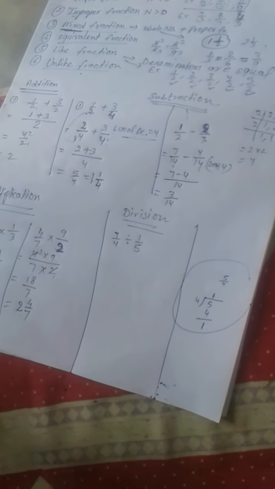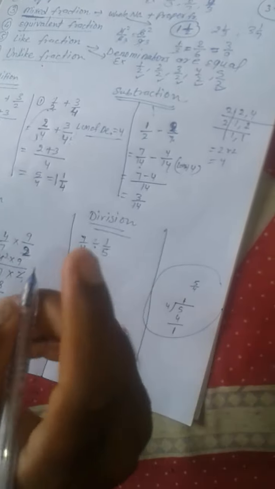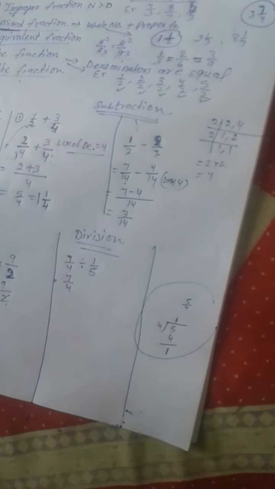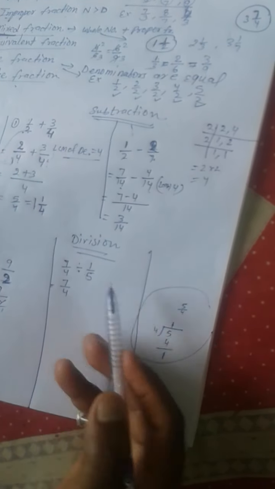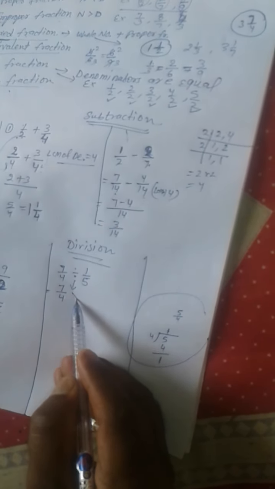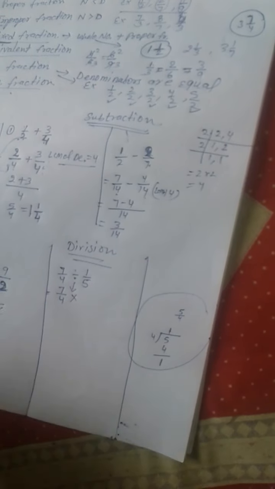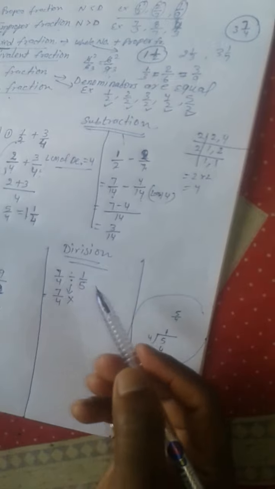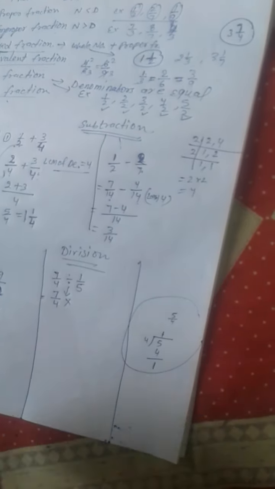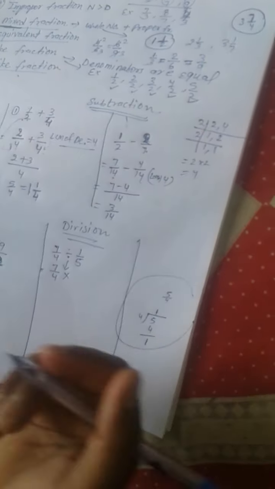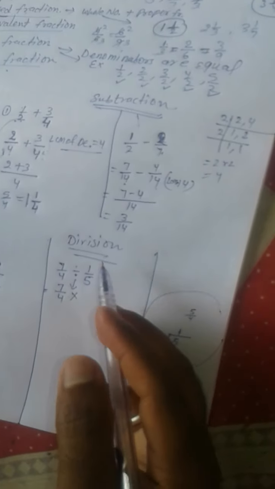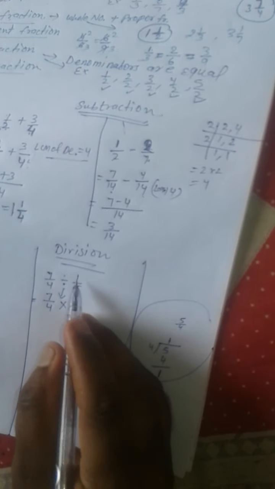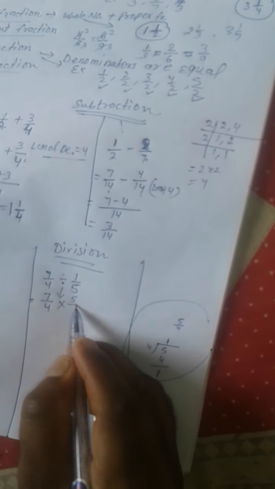Beta, it is just like multiplication, only you have to remember one thing: you will write this 7 by 4 as it is, but the division sign will change into multiplication, and for the second number, you will write its multiplicative inverse. You know multiplicative inverse means the numerator will be the denominator and the denominator will be the numerator. Now this 1 by 5 will be 5 by 1.